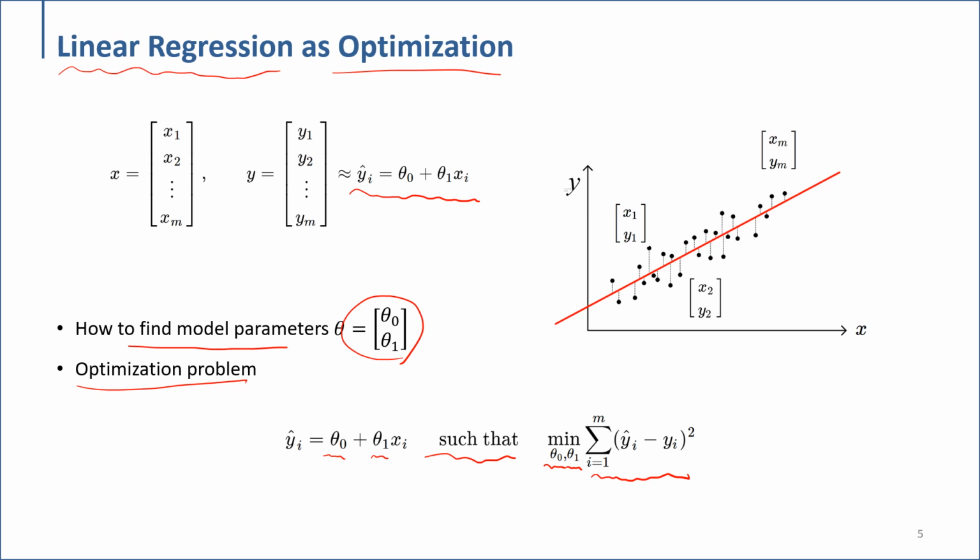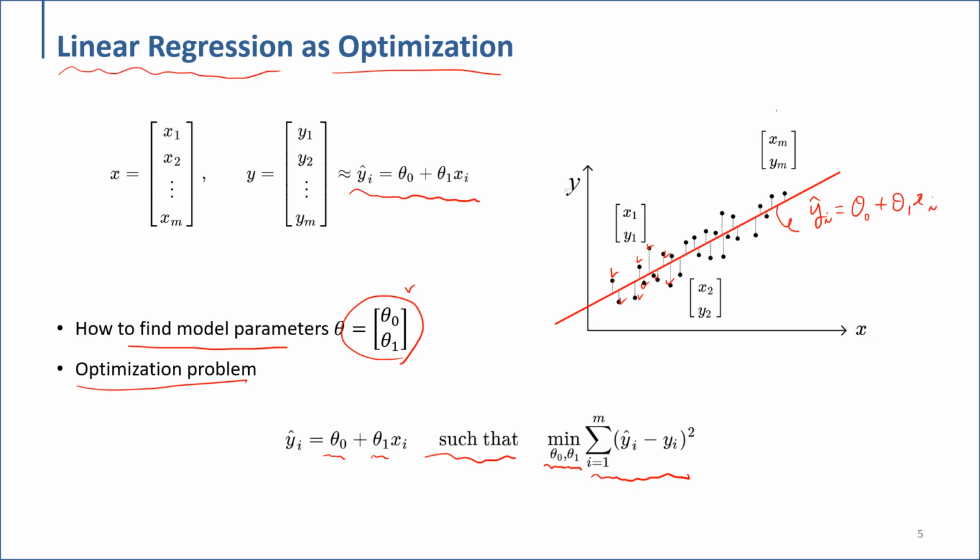So from the previous example, let's say we have some data set, and our objective is finding proper theta 0 and theta 1 so that we can find the proper relation between x and y.